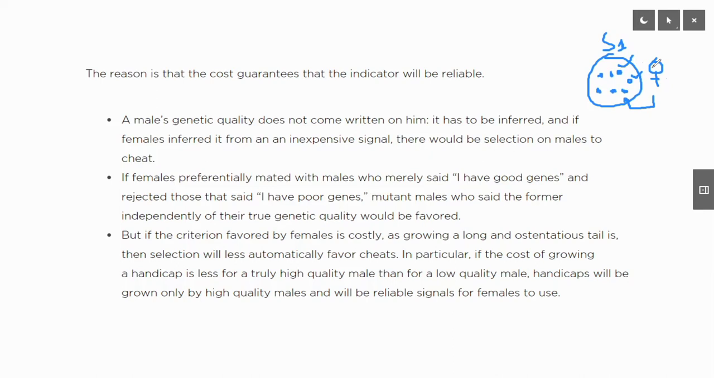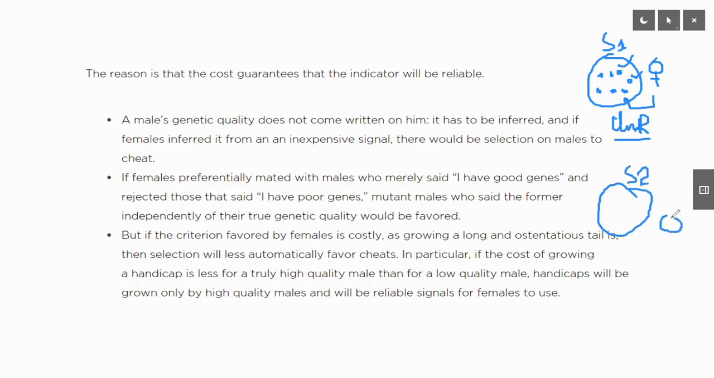But these females do not know this. Why? Because the phenotype is less expensive and every individual can form such a less expensive phenotype. And hence the phenotype, or the handicap, is unreliable, which is not needed. Now, consider the second scenario.